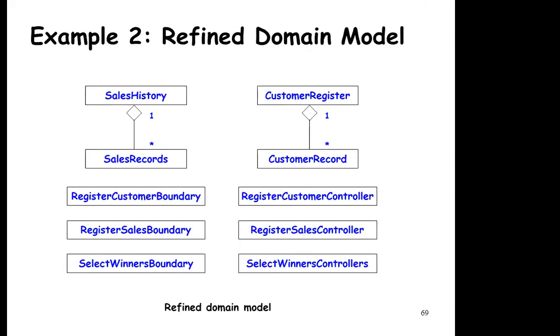This is the refined domain model. After all the things have been done, the register customer boundary is there. In the start, we have only the register. Then we have to implement some boundaries for the customer, the sales and the winner. At the register level also, we have to put some sales controller, winner controller and customer controller.